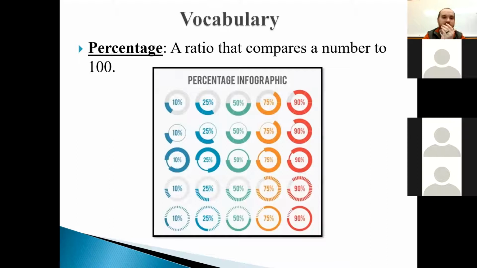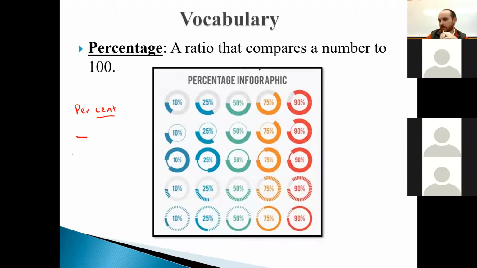So percentage, this is our only vocabulary word for the week. It is a ratio that compares a number to 100. So what the word percent actually means, you can break it into per and cent. Per is like in miles per hour or days per week or whatever. It's basically just saying the number of things in another thing, and the cent is 100. So basically you can think of it as a percentage is out of 100.